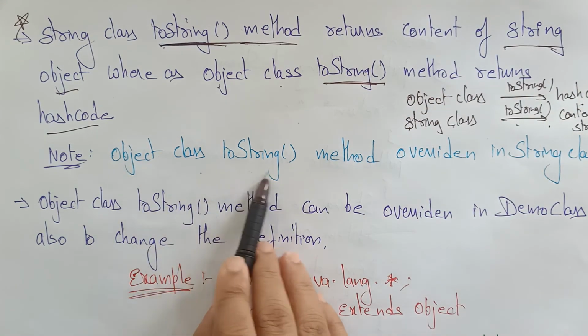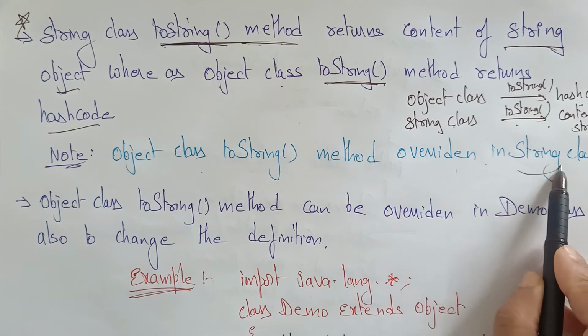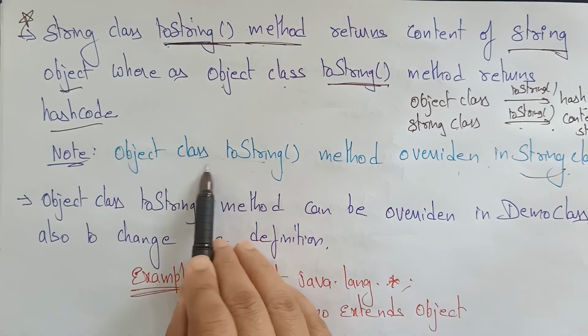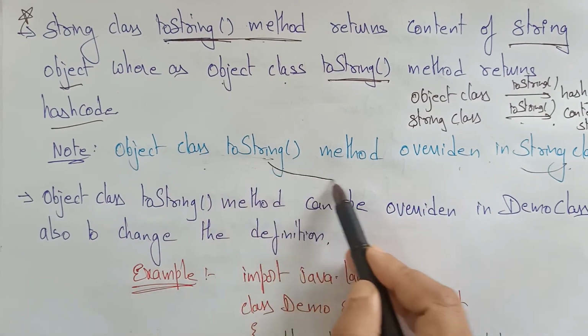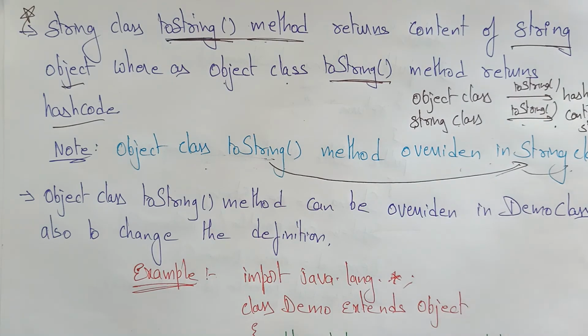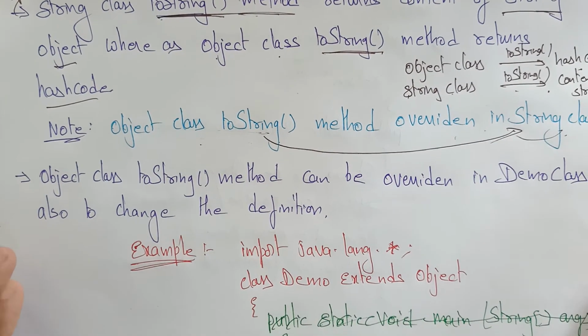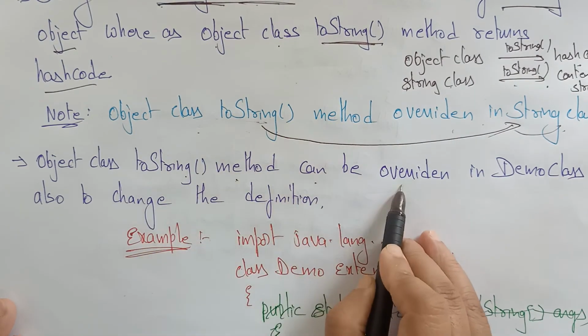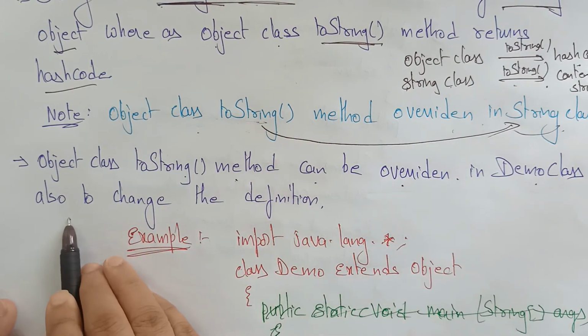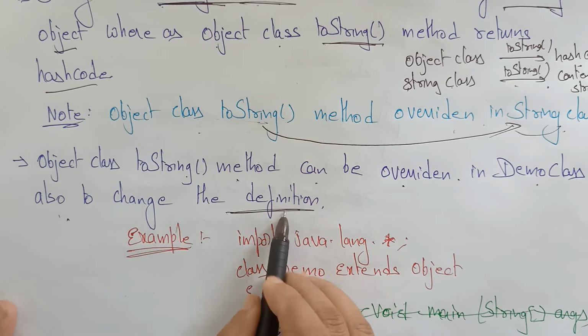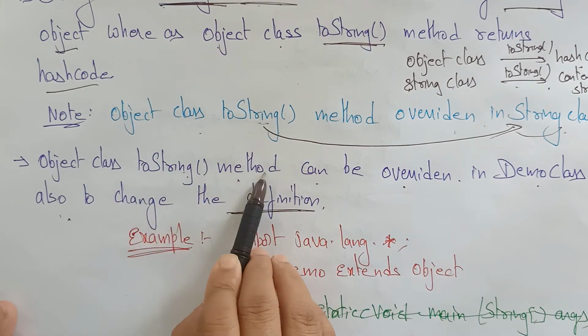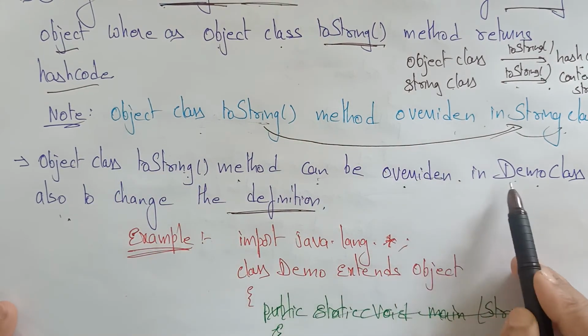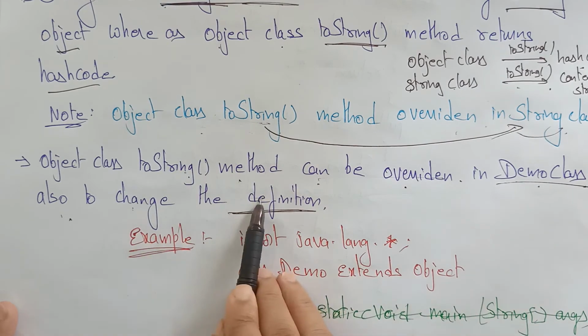So the Object class toString method is overridden in the String class. Whatever the Object class toString method does, it is overridden in the String class. I'll explain with an example, don't worry about it. The Object class toString method can also be overridden in the Demo class to change the definition. That is what I said.